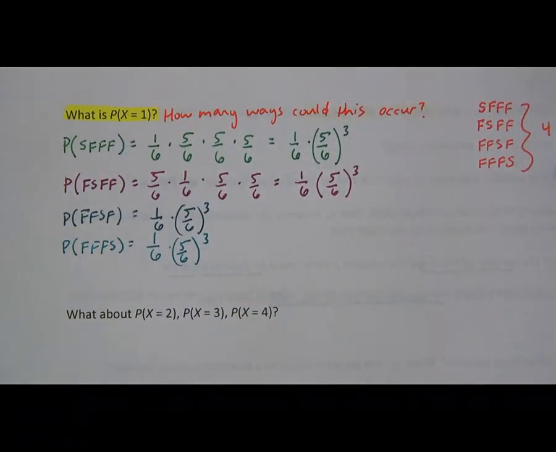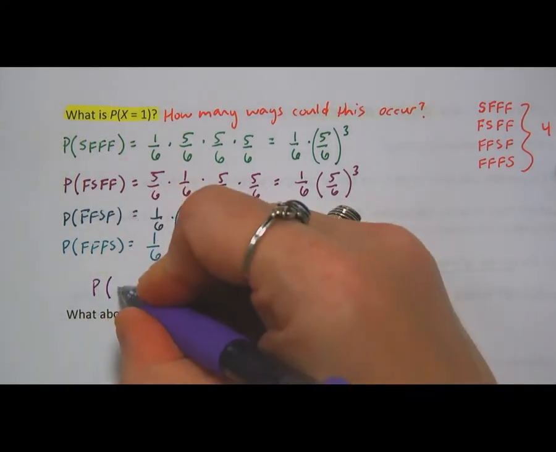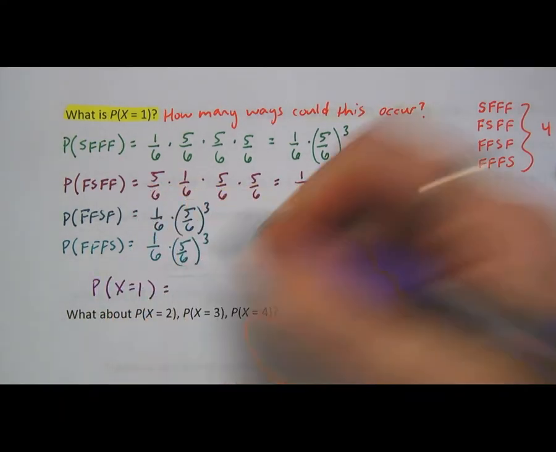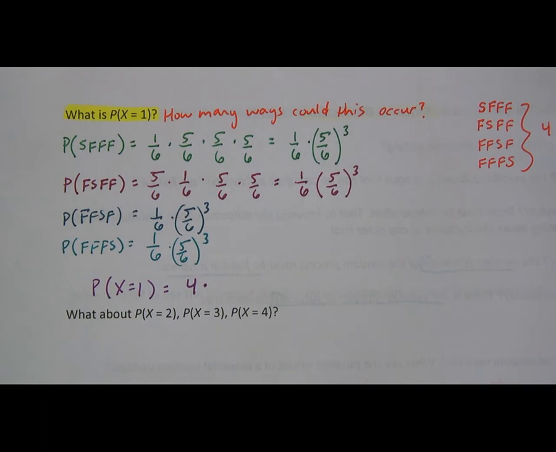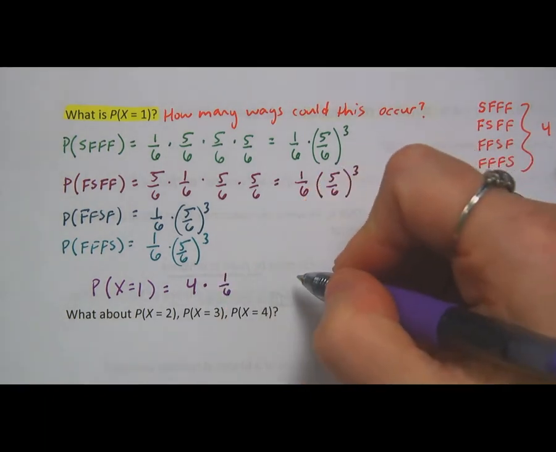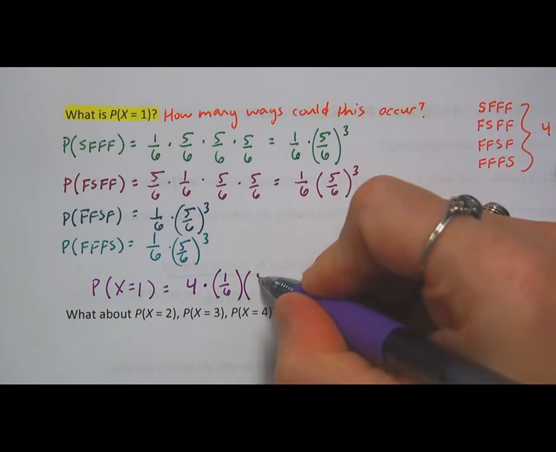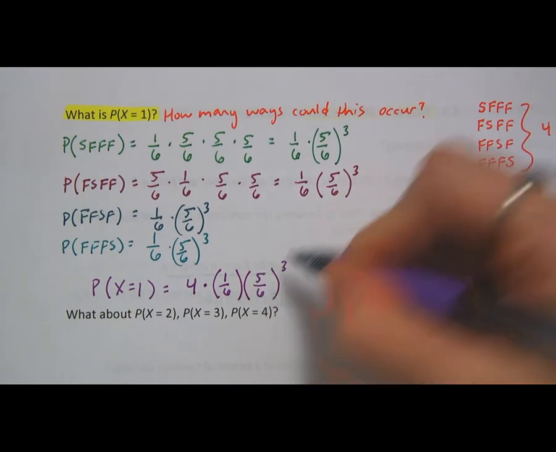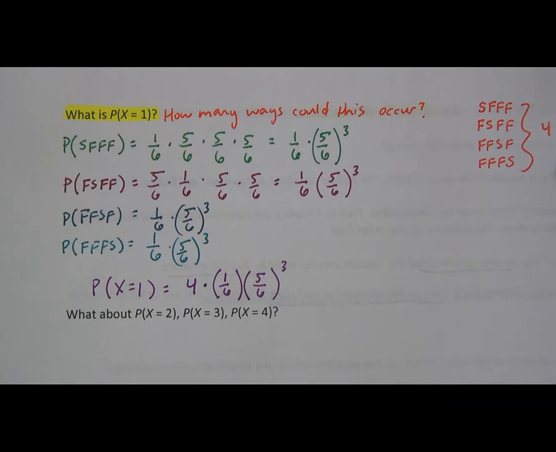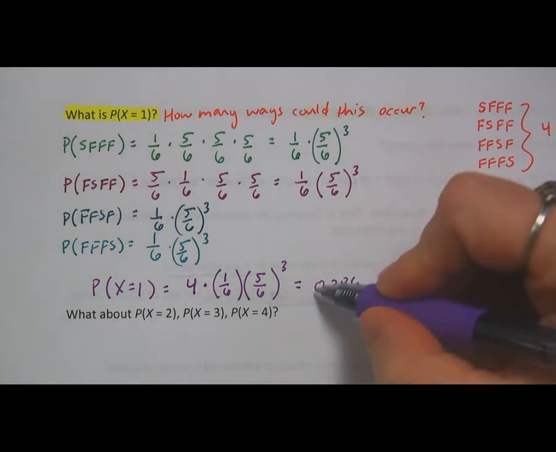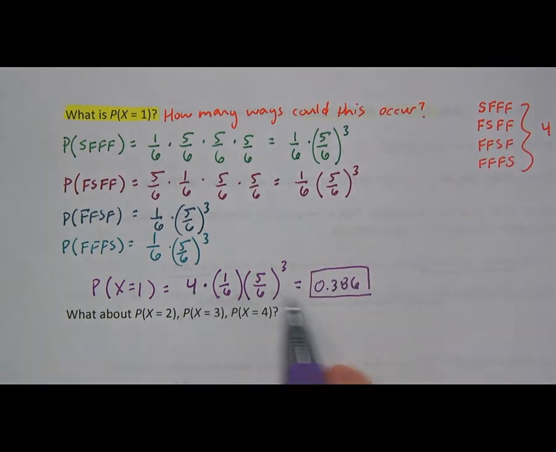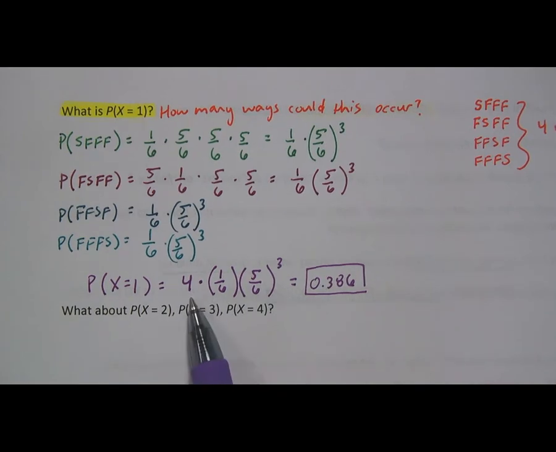So here's how you can sum it all up. The probability that you get exactly 1 success. Well, the same thing happened 4 different times. So 4 times the probability of a success happening times the probability of a failure happening 3 times. I'm going to go ahead and tell you that's 0.386 because I have all the faith in the world in you being able to type that into your calculator, but we're just trying to save a little bit of time here.